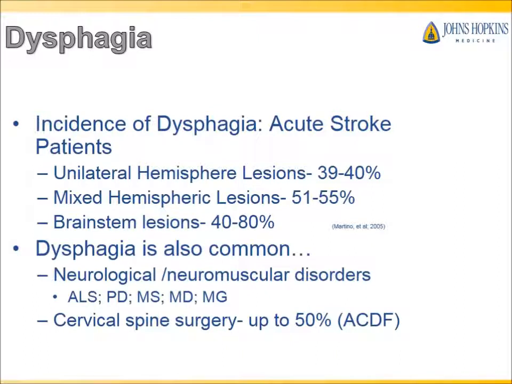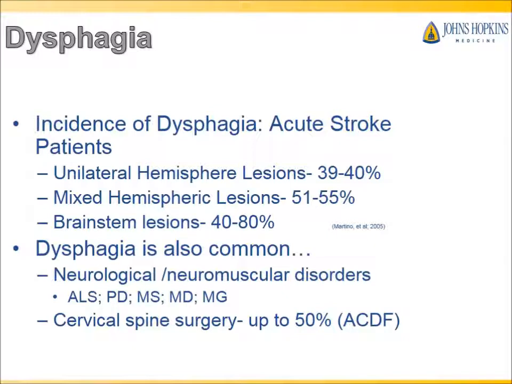For acute stroke patients, the incidence of dysphagia depends on the location of the lesion. For a unilateral hemisphere lesion, 39 to 40% of patients experience difficulty with swallowing. For a mixed hemisphere lesion, for example, a patient with both right and left hemisphere involvement, 51 to 55% of patients have some type of dysphagia. Patients who have a brainstem lesion have the highest incidence of dysphagia, ranging from 40% to 80%. The large range is likely due to cranial nerve damage or involvement.